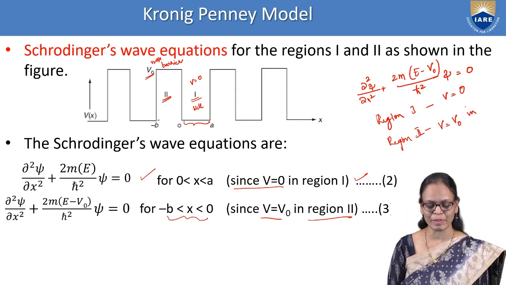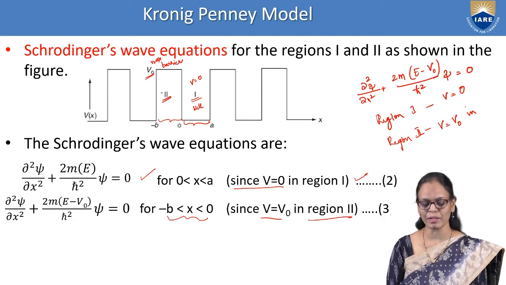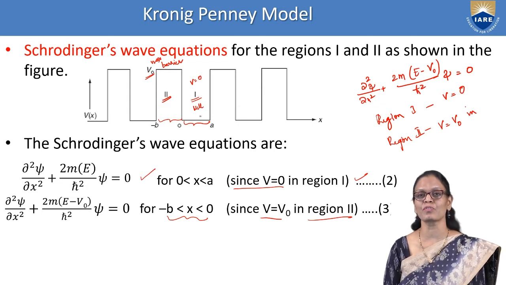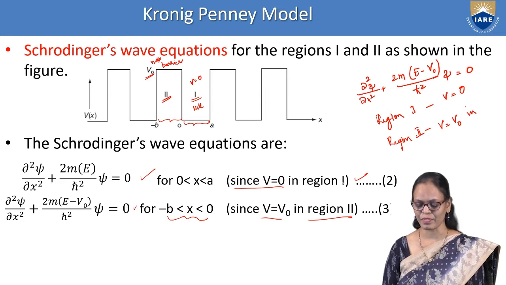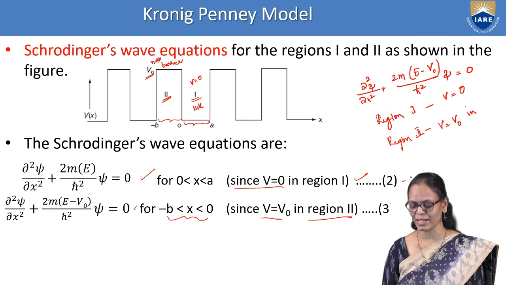What is the position with respect to this? X lies between minus b and 0. So in this region, the value of V is maximum, that is V naught. In the other region, the value of V is minimum, that is 0. So we have put both the conditions and we have got the expressions for region 1, that is equation 2, and for region 2, that is equation 3.